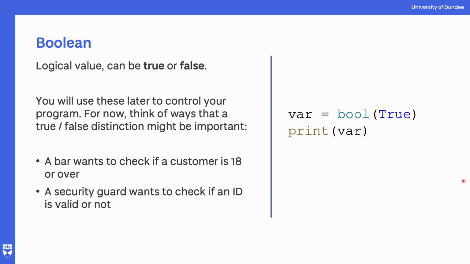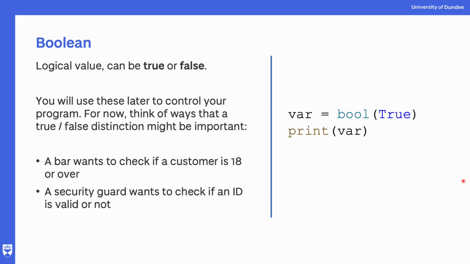So what are the things that we might want to do to check whether or not something is true or false? Think of all the things in life that you might check if something is true or false. So I've just got a few examples here. You can think of others. A bar wants to check if a customer is 18 or over. If customer is 18 is true, serve them a drink. A security guard might want to check if an ID is valid or not. So if the ID valid is a true statement, then open the door. If not, send the person away.